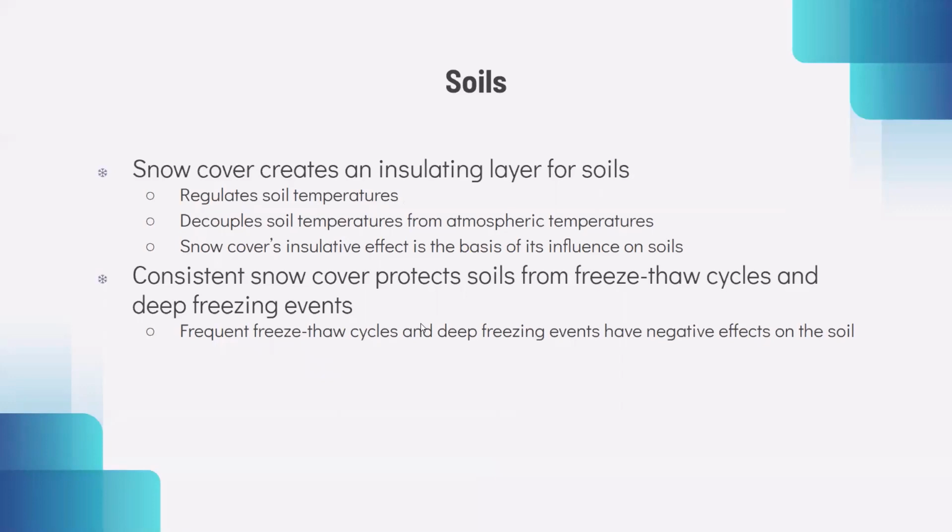Snow cover's effect on soils is largely due to the insulative effect snow has on underlying soils. Snow cover prevents the loss of heat from the ground by reflecting the ground heat flux back onto the soil. Additionally, snow cover's albedo dramatically reduces the solar radiation absorbed by the surface. These two properties effectively decouple soil under snow cover from the atmosphere. This insulative effect moderates soil temperatures, preventing freeze-thaw cycles and deep freezing events.